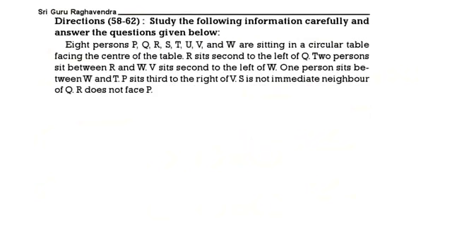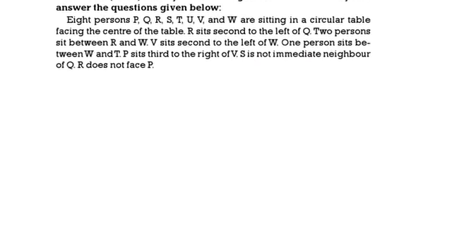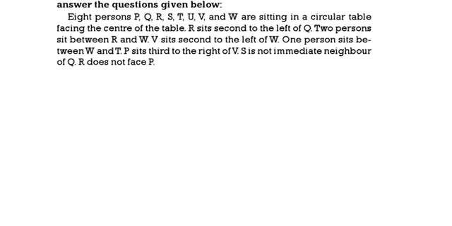Next question. Study the following information carefully, then answer the question. 8 persons are sitting in a circle table facing the center. R is sitting second to the left of Q. 2 persons are there between R and W. Then V is sitting second to the left of W. 1 person is there between W and T. P is sitting third to the right of V. S is not the neighbor of Q. R does not face P.